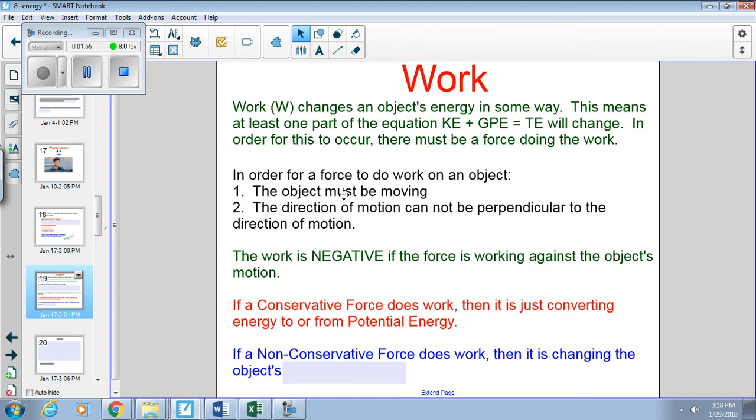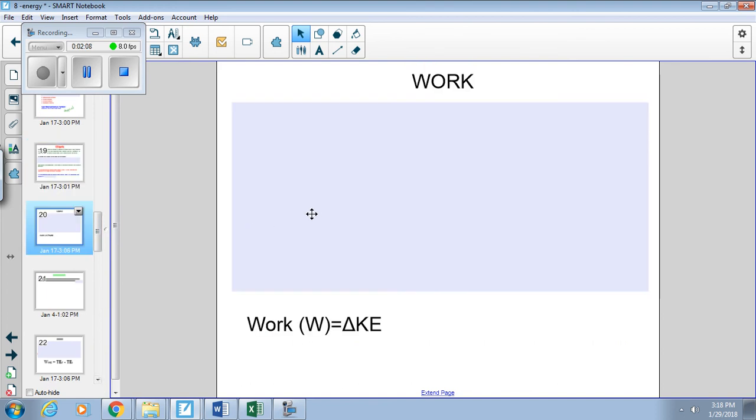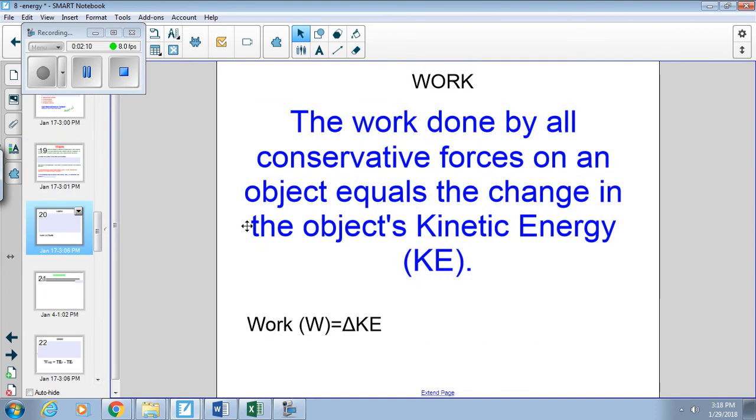And for non-conservative forces, work is equal to the change in the total energy. Alright, so work done by all conservative forces on the object equals the change in the object's kinetic energy. So whenever we have a change in kinetic energy, say from rest to 10 meters per second, we're having work that needs to be done. We've got a quick example of that right here.